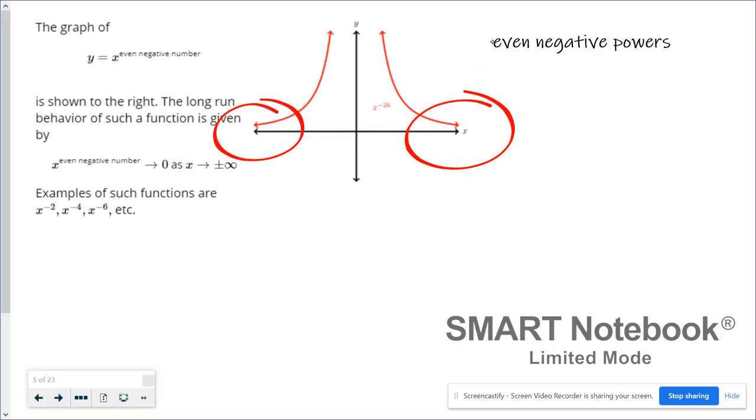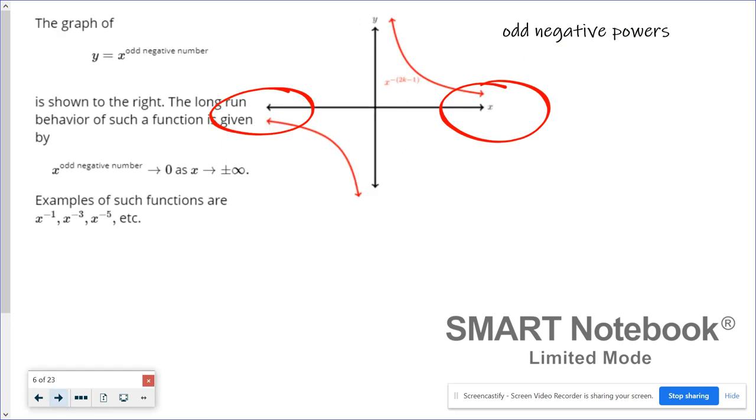Here we have even negative. Notice this graph does not pass through (0, 0). We are seeing that asymptotic behavior. Likewise, with odd negative, we're seeing that asymptotic behavior.